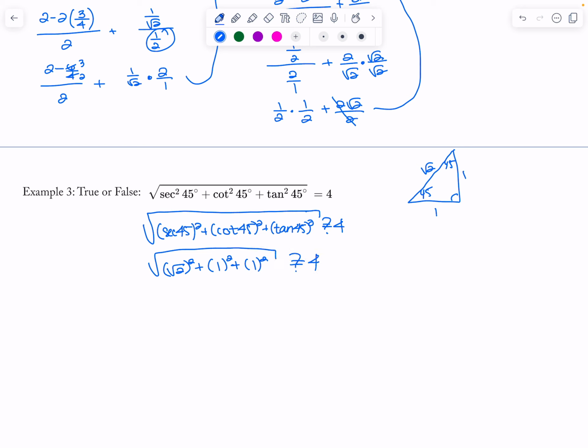So the square root of the squared gives me 2. So 2 plus 2, nope, just kidding. I wish it was 2. 2 plus 1 plus 1. Is this equal to 4? Is the square root of 4 equal to 4? No, 2 is not equal to 4, so this is false.